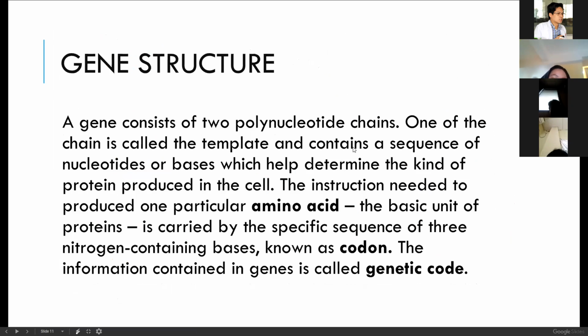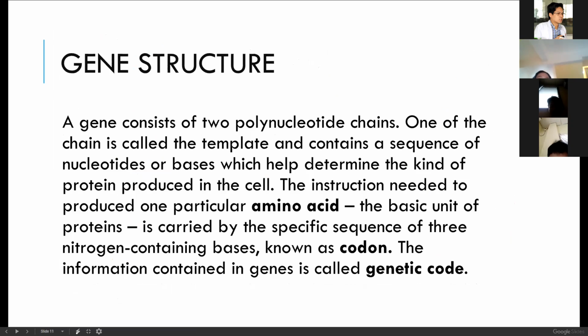Gene structure. A gene consists of two polynucleotide chains. One of the chains is called the template and contains a sequence of nucleotides or bases which help determine the kind of protein produced in the cell. If you have questions, please raise your questions.